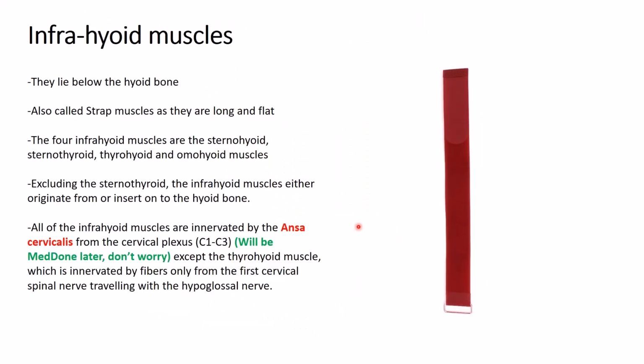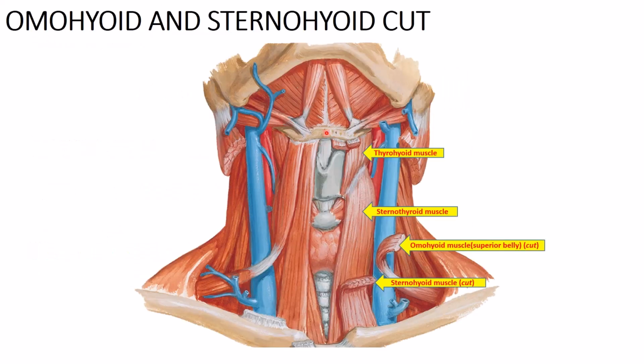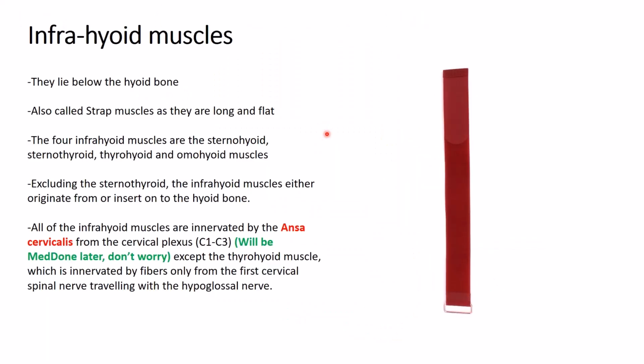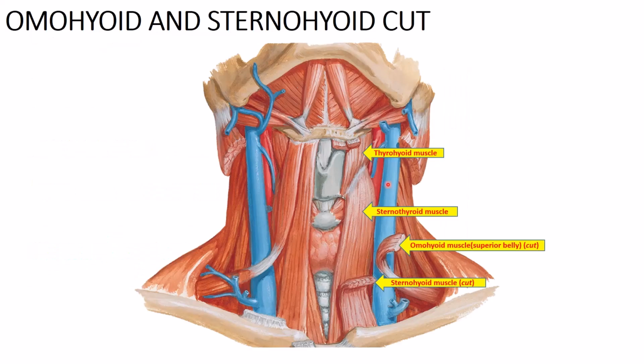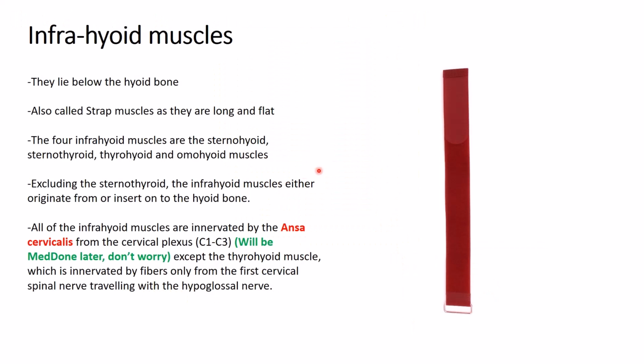Let's recap what we have mentioned about the infrahyoid muscles. From the name, of course, they lie below the hyoid bone. They are also called strap muscles because they are all long and flat, like a strap, like a belt. So they are all called the infrahyoid or strap muscles. There are four, of course: sternohyoid, sternothyroid, thyrohyoid, and omohyoid muscles.